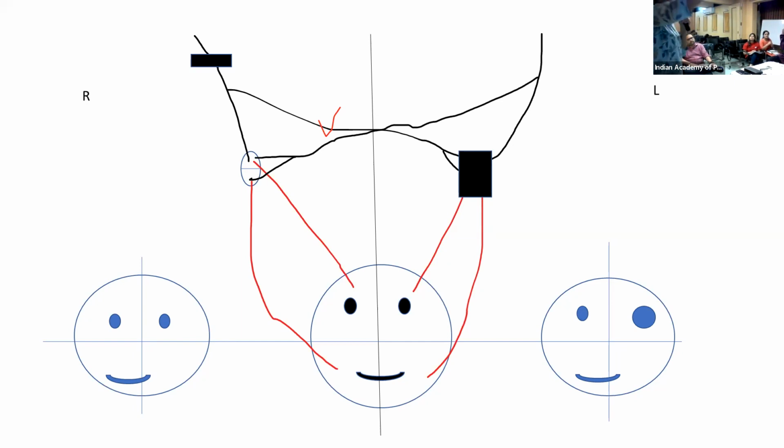Crossed hemiplegia. Left facial nerve nucleus gone. Right-sided hemiplegia. Left-sided lower motor neuron facial nerve involvement. Crossed hemiplegia. So just remember, when there is a crossed hemiplegia, it is at the level of the nucleus or below, but above the decussation. Okay.